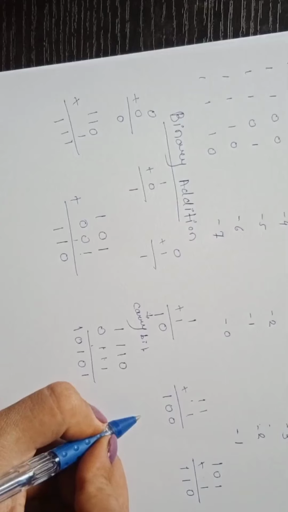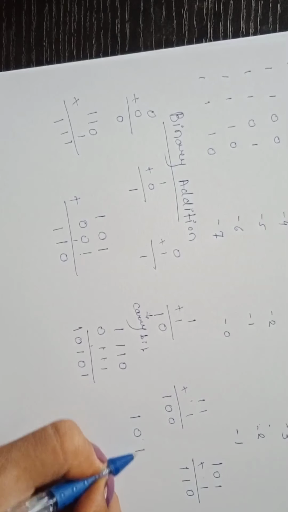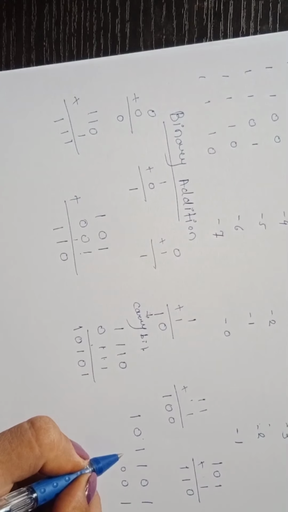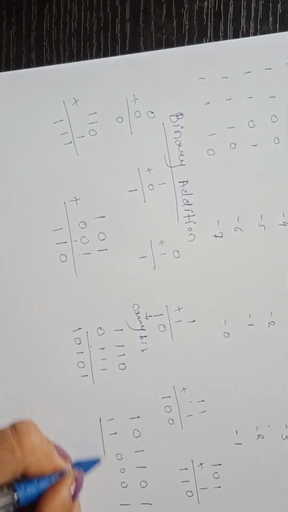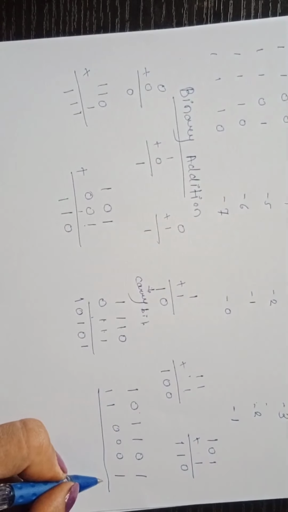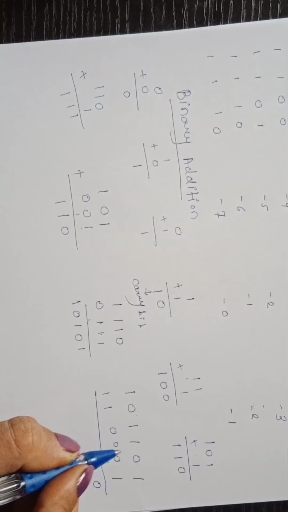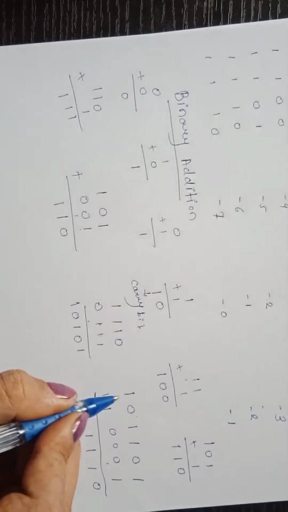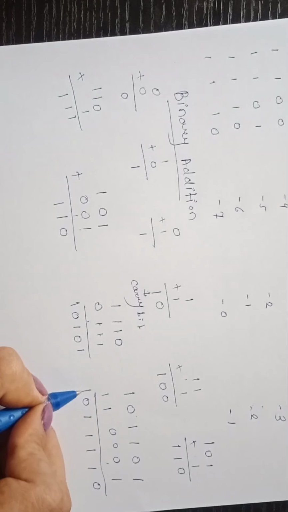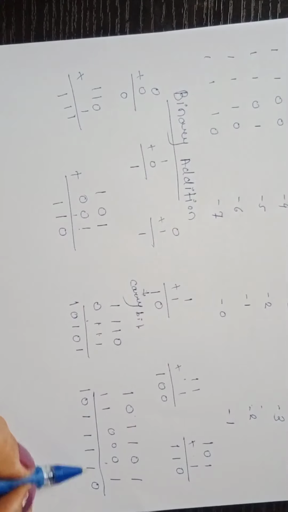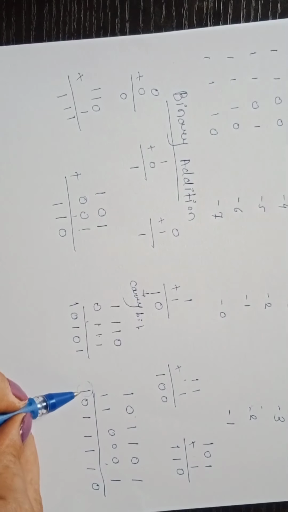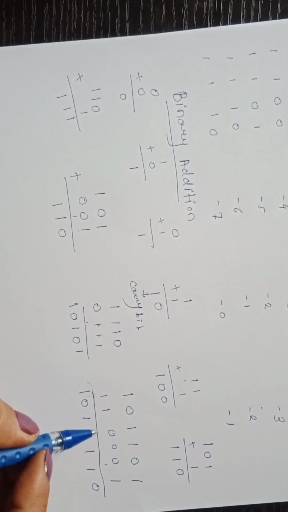Then some bigger numbers like 1011101 plus 1000111. Now what is 1 plus 1? Again 0, carry 1, then 1 plus 0 is 1, 1 plus 0 is 1, 0 plus 1 is 1, then 1 plus 1 is 0 and it is carry 1. Now is this number negative or positive? Here the leftmost bit is 1.